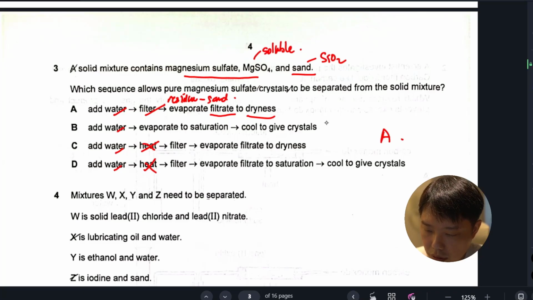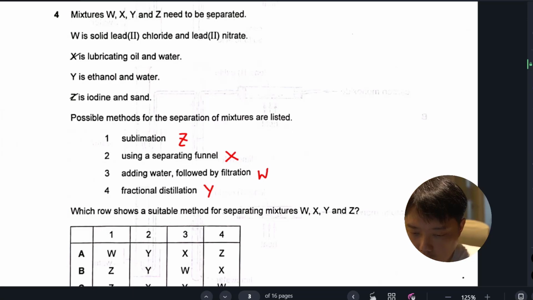Okay, B is not accepted also because you haven't gotten rid of the sand. Okay. Okay, now let's look at question 4, right?